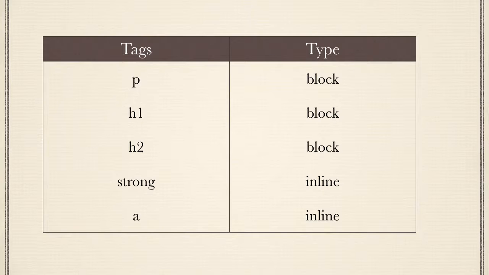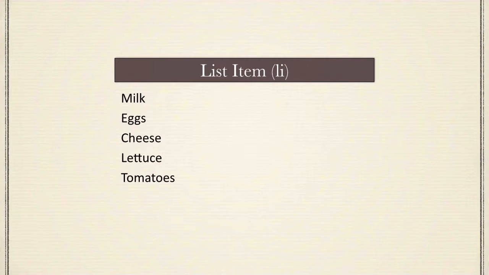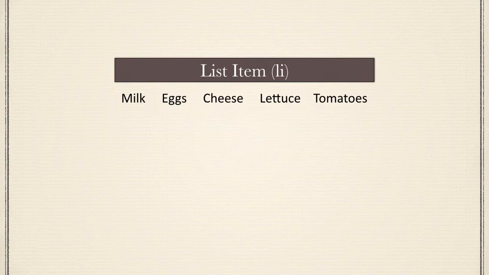Sometimes, though, you want to change what the defaults are. For example, we can have list items. Here's a list, milk, eggs, cheese, lettuce, and tomatoes, that usually each one of those list items is a block level tag. But sometimes you want those to be inline. This is very handy if you want your navigation system to have links going across as opposed to down, and is something that we will do in this unit.